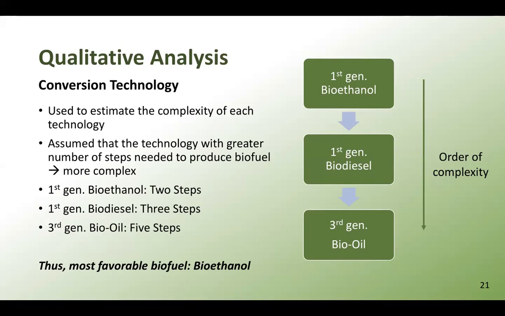As shown in the diagram here on the right, it can be seen that the order of complexity goes from starting with the first generation bioethanol, which is the least complex since it only requires 2 steps, all the way to the third generation bio-oil, which is the most complex and hence unfavorable because it requires around 5 steps. Thus, the most favorable biofuel when it comes to our qualitative analysis, in this case, is bioethanol.